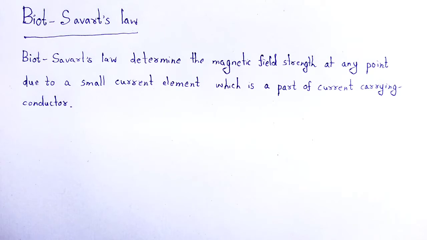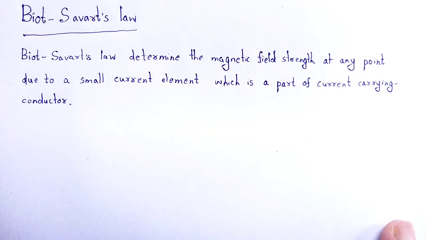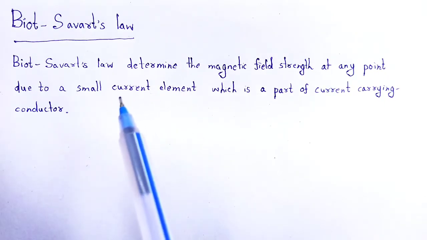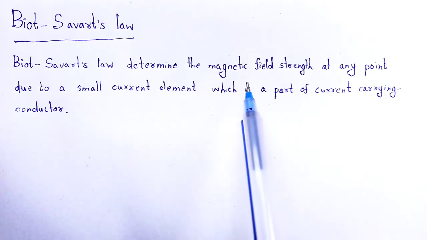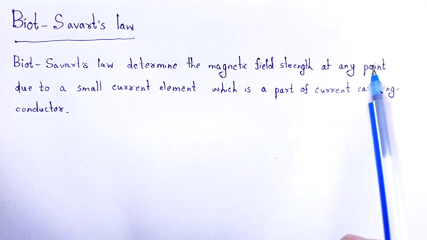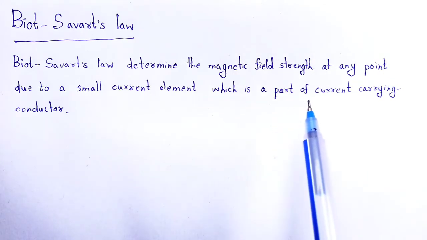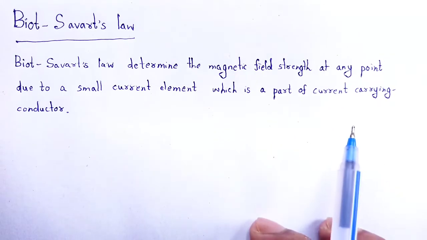In this video, we are going to discuss BIOT-SAVART'S law and its applications. Let's begin. BIOT-SAVART'S law is basically used to determine the magnetic field strength at any point due to a small current element, which is a part of a current carrying conductor.